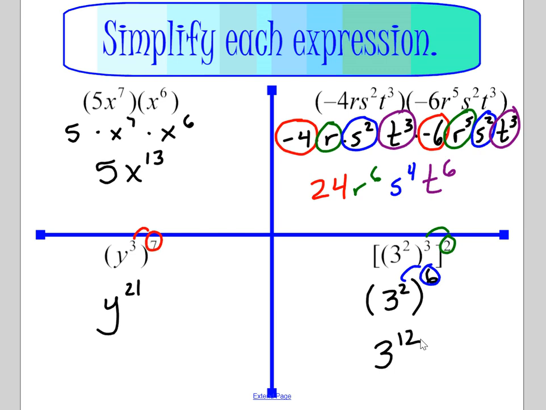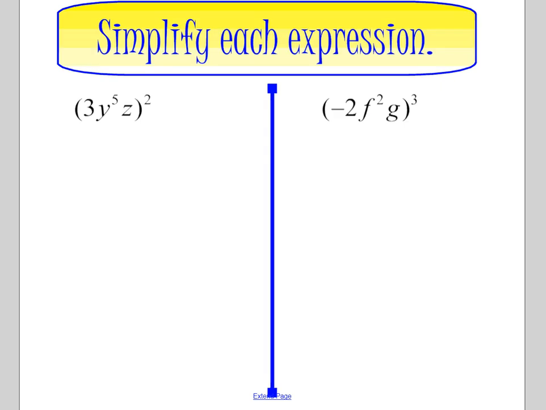So let's go ahead and move on. So let's go ahead and simplify these expressions. A little bit tougher, but nothing too crazy. So I have an exponent on the outside there, so I have to raise each individual thing by that exponent. So I have 3 to the second times y to the fifth to the second is going to be y to the 10th. And then I have z to the first power, so 1 times 2 is going to be z to the second power.